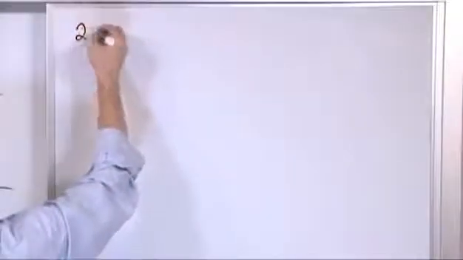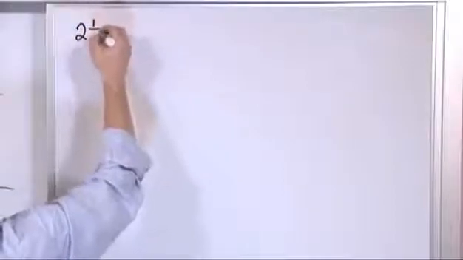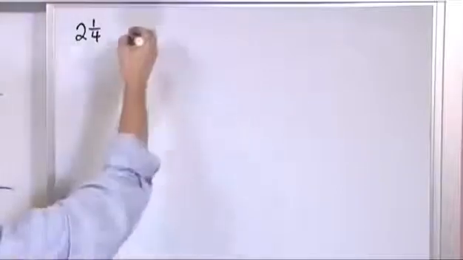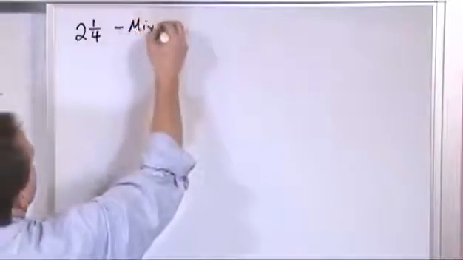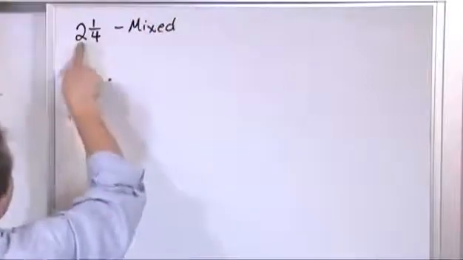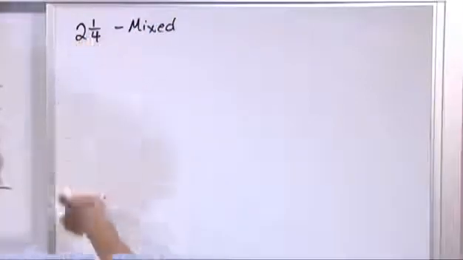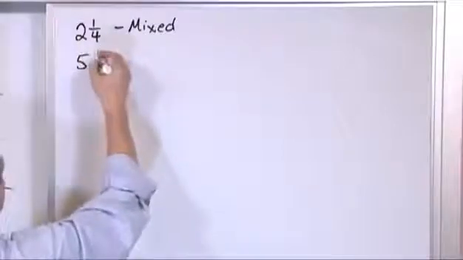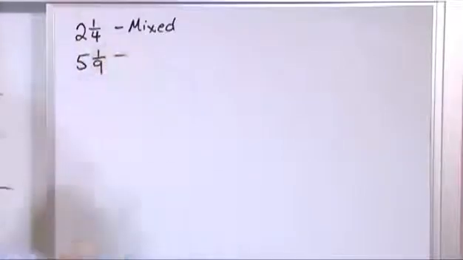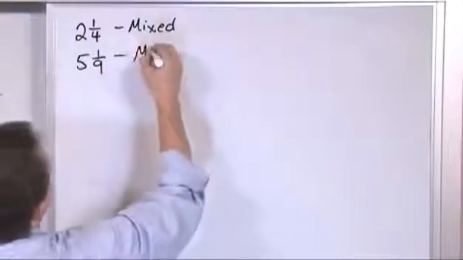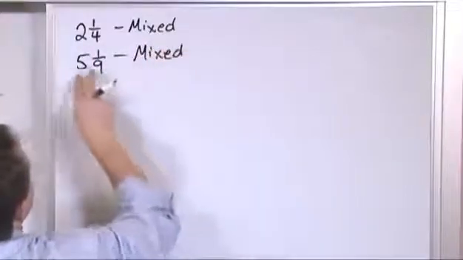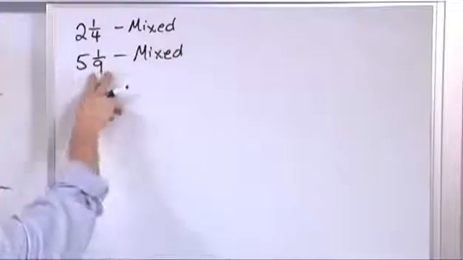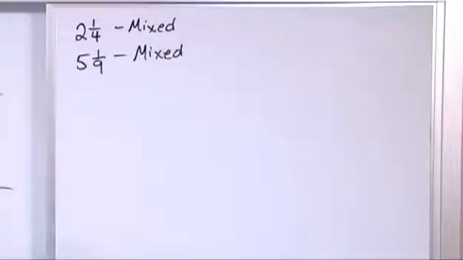What if I have 2 1/4 as a fraction? What kind of fraction is it? Is it proper, improper, or mixed? Well, this is a mixed fraction. All it means is I have 2 whole pizzas plus 1/4 of another pizza. That's all it means. What if I have 5 1/9? This is also a mixed fraction because it's telling me I have 5 pizzas plus 1 out of 9 pieces of another pizza. All right?